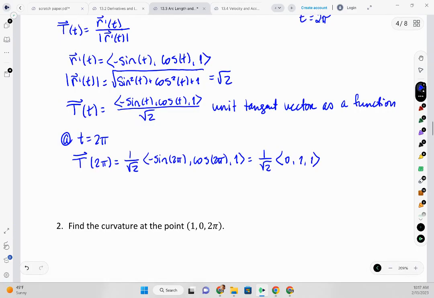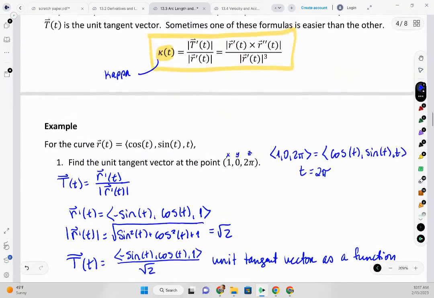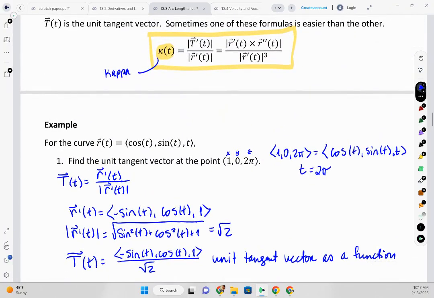Now we're being asked to find the curvature at that same point. And so I go back up to my curvature, and it looks like I want to use this first form because it says you need the magnitude of T prime and the magnitude of r prime. I've already calculated T, and T isn't too bad, so finding T prime won't be too bad. I'd much rather do that than find r double prime and then calculate a cross product. So, you know, it's good to decide which one's going to be easier for you.